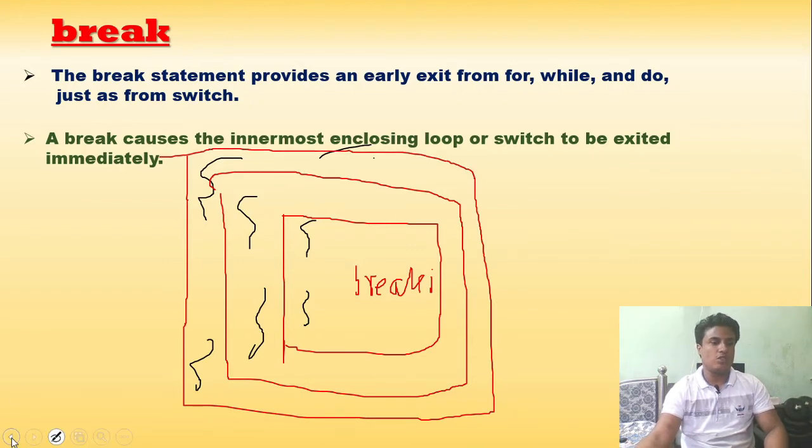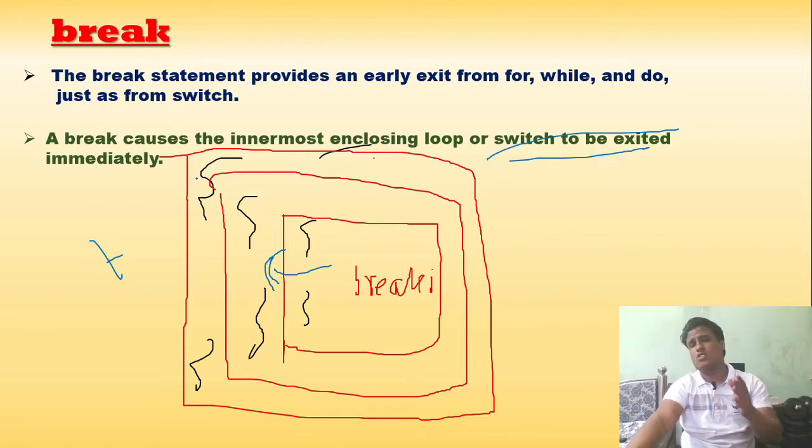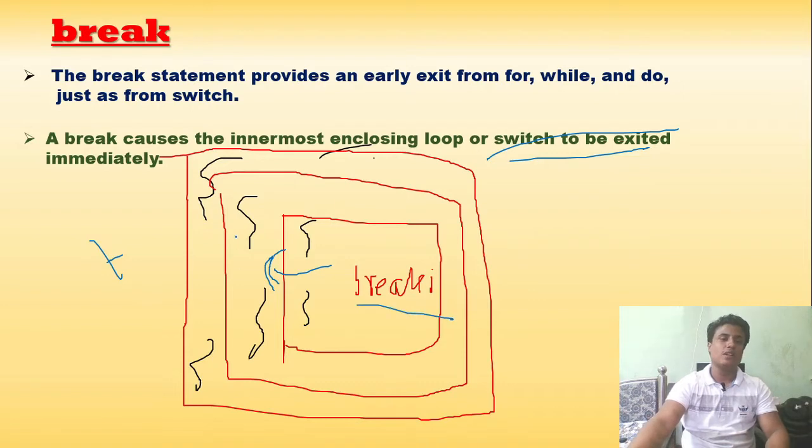So suppose we use break in the innermost loop. What will it do? It will not terminate the entire block. It will just come out of this inner block to the nearest outer block. So what this statement means is that break causes the innermost enclosing loop or switch to be exited immediately. So we will exit from the innermost loop. Suppose break is used in this loop, so we will exit and we will start executing this loop. We will not come out of all the 3 levels of loops, but just out of the nearest inner block.